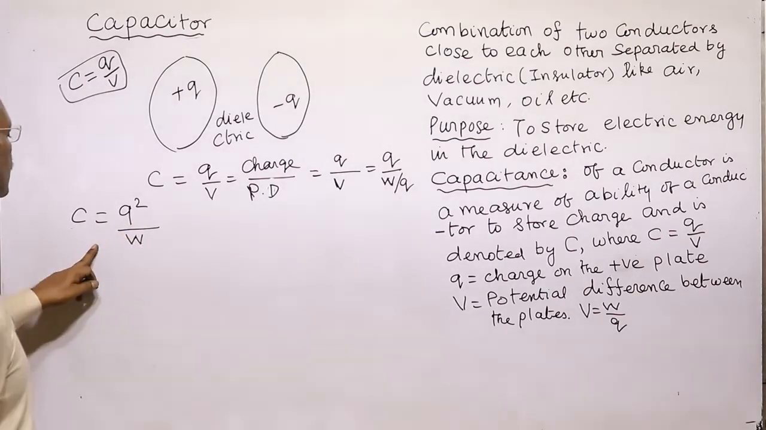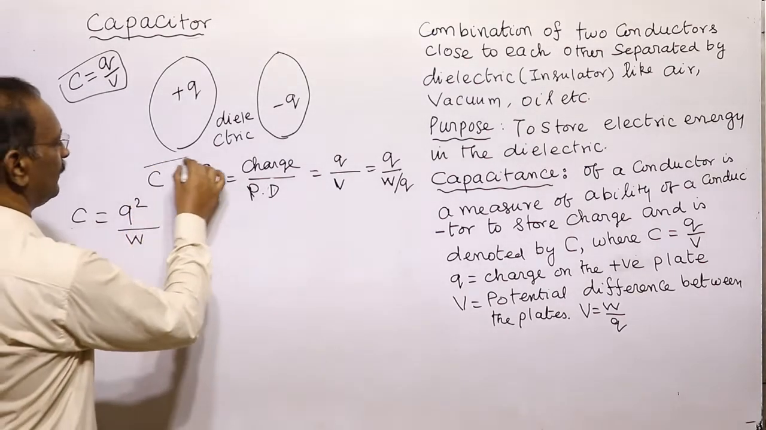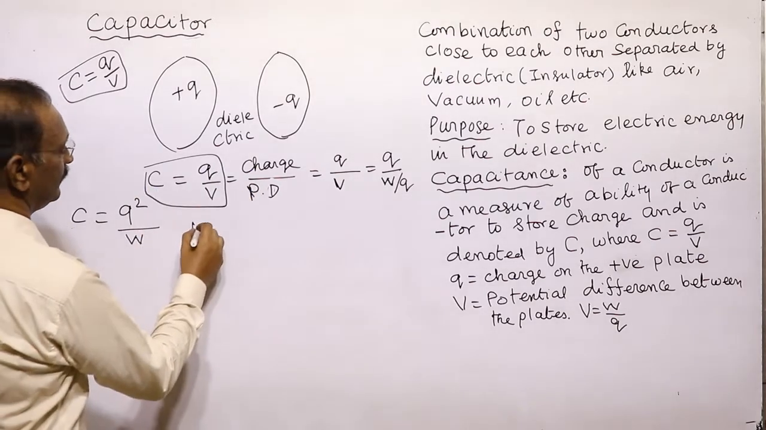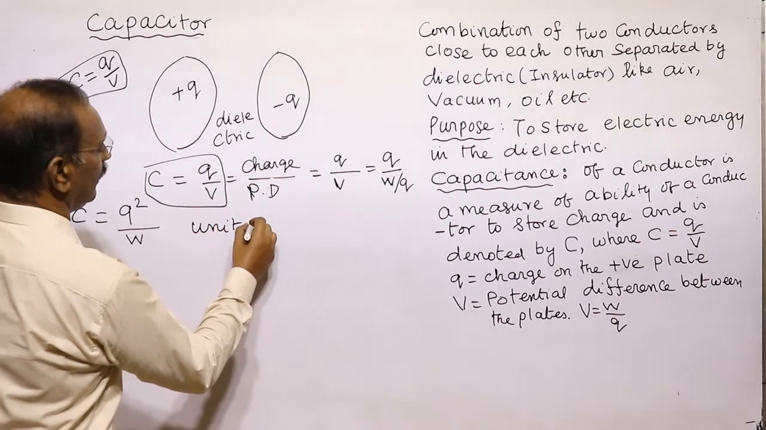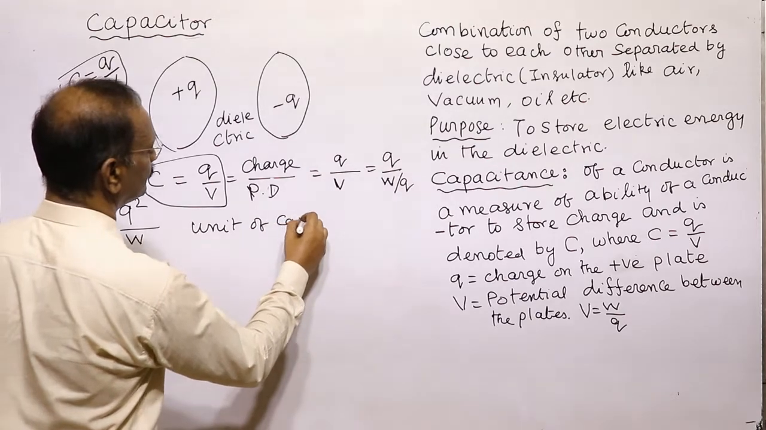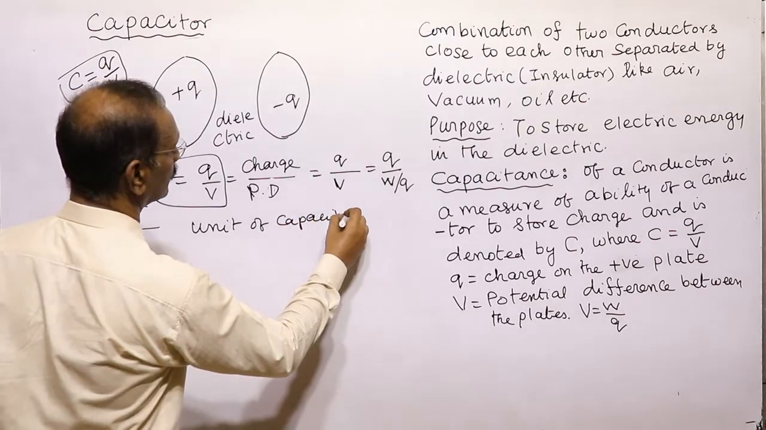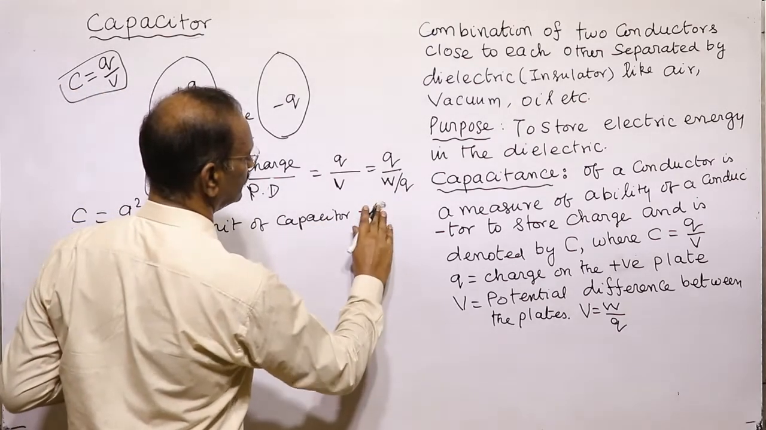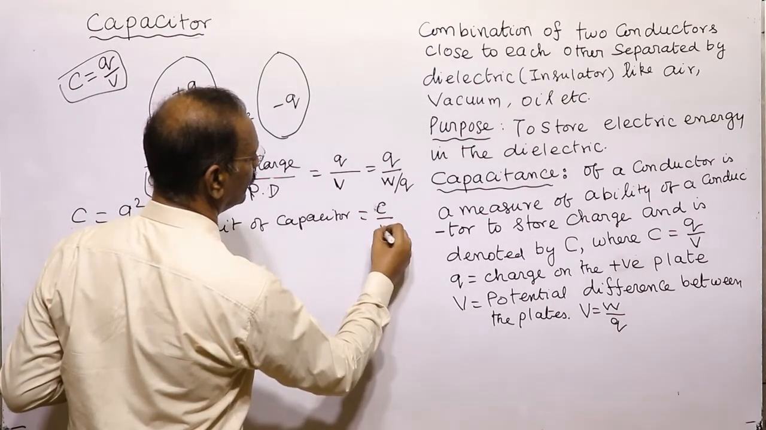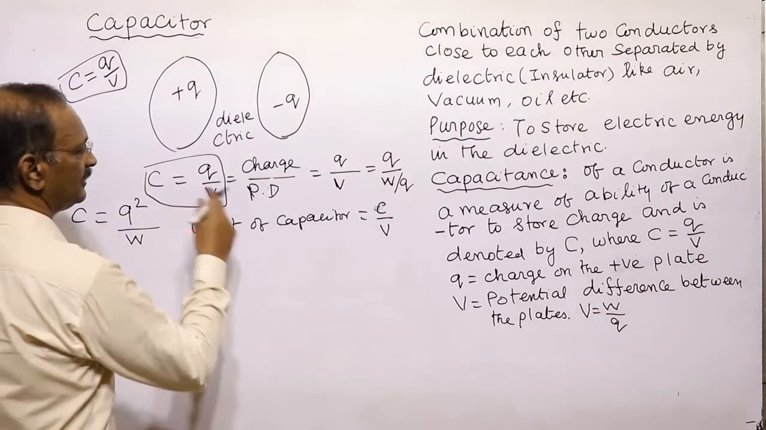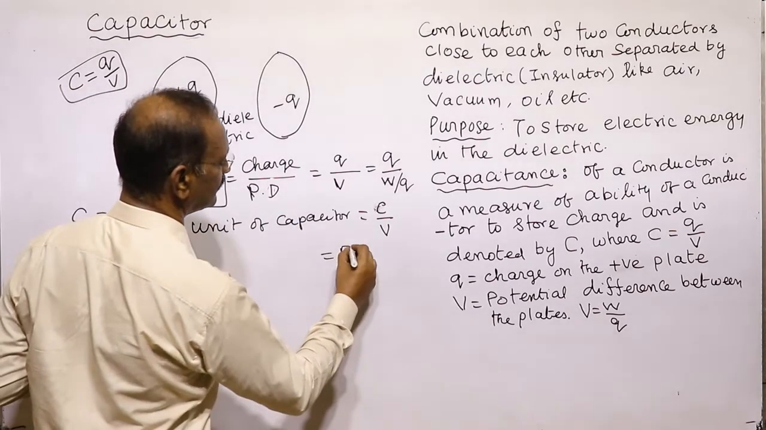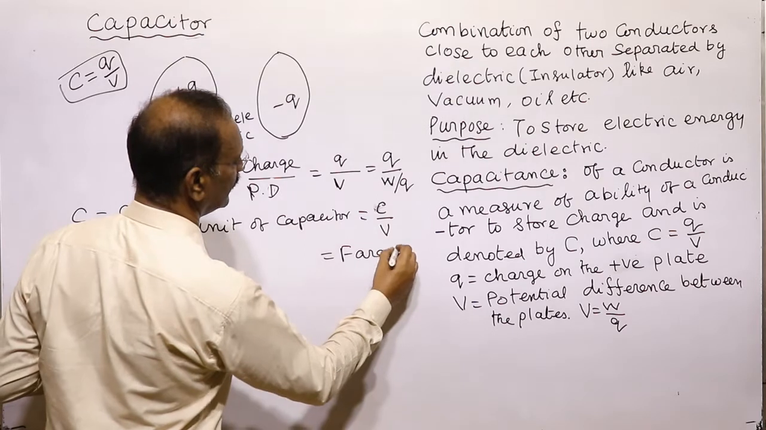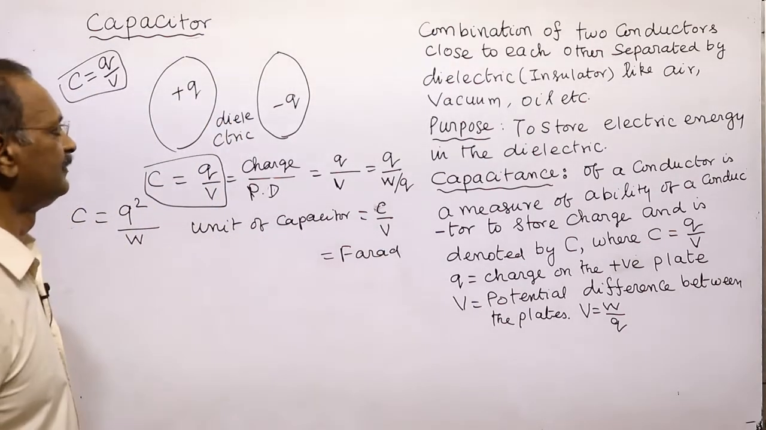Now we have to find out the unit of capacitance. The unit is charge by volt, that is coulomb per volt, since potential difference is in volt. This is called the farad. The unit of capacitance is farad.